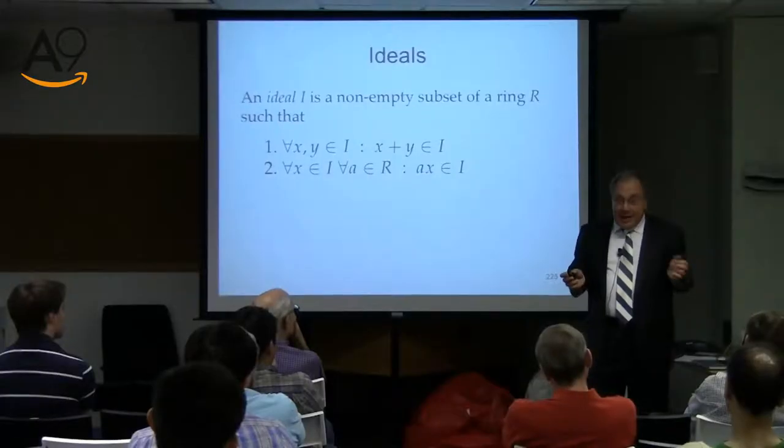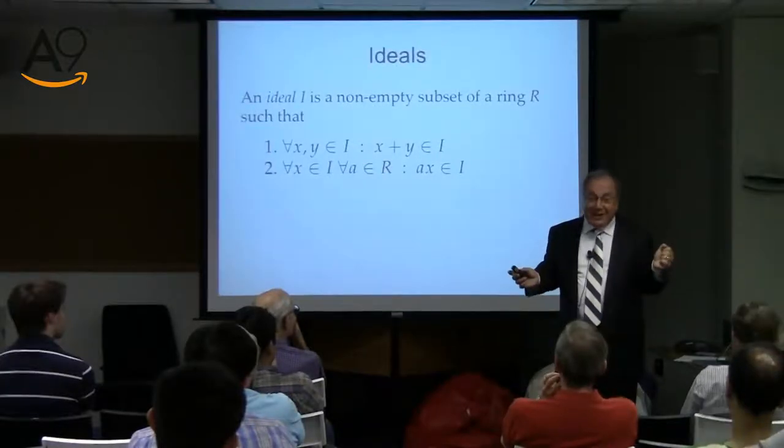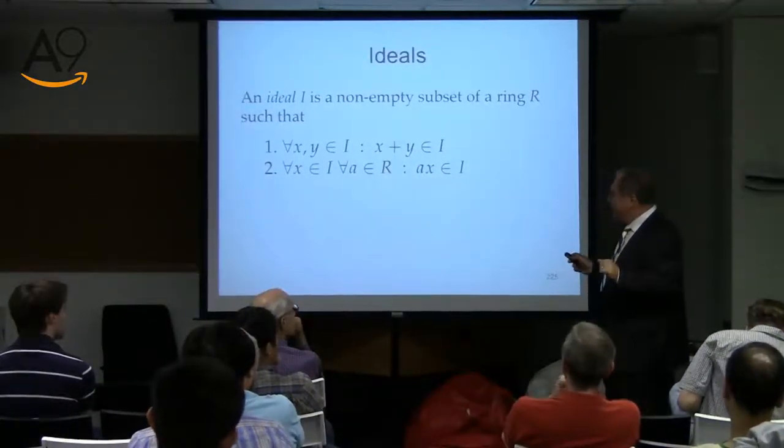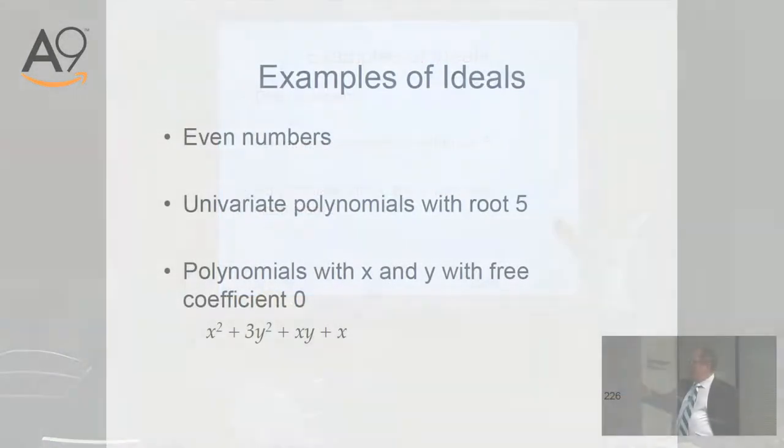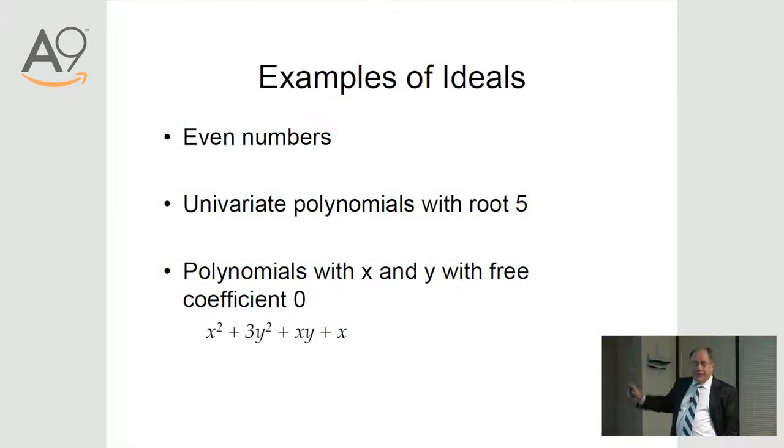What are good examples of ideals? Even numbers. Observe: two even numbers, you add them together, you get an even number. You agree, right? Then if you multiply an even number by whatever you like, by 7, you still get an even number. Everybody agrees, right? And there are, of course, other ideals of integers. For example, numbers divisible by 5, right? But there are many other interesting ideals. For example, polynomials with root 5.